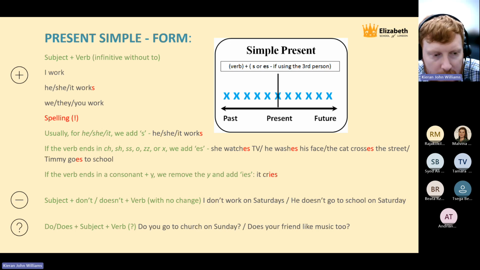And when it comes to the question form, again, we use do or does. So do I, does he, she, it, and do we, they, you, plus the subject, and then plus the verb, and then a question mark. So if it is you we're talking about, it would be do you go, do you play, do you study? And if we have he, she, it, it would be does he, does she, does it. So that is how we make present simple.